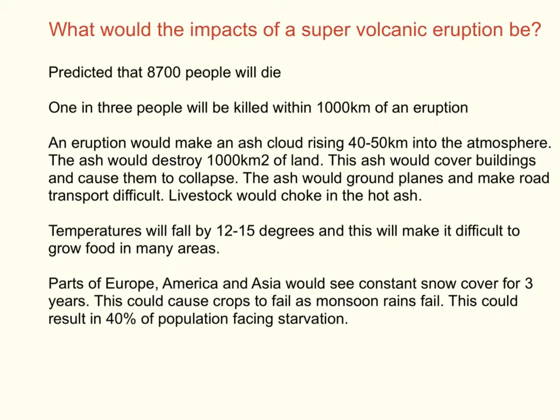Livestock, such as cattle, would choke in the hot ash. Temperatures may fall by 12 to 15 degrees, and this will make it difficult to grow food in many areas. Parts of Europe, America and Asia would see constant snow cover for 3 years. This could cause crops to fail, as monsoon rains could fail too. This could result in 40% of the population facing starvation. So quite a lot of doom and gloom associated with a supervolcanic eruption.